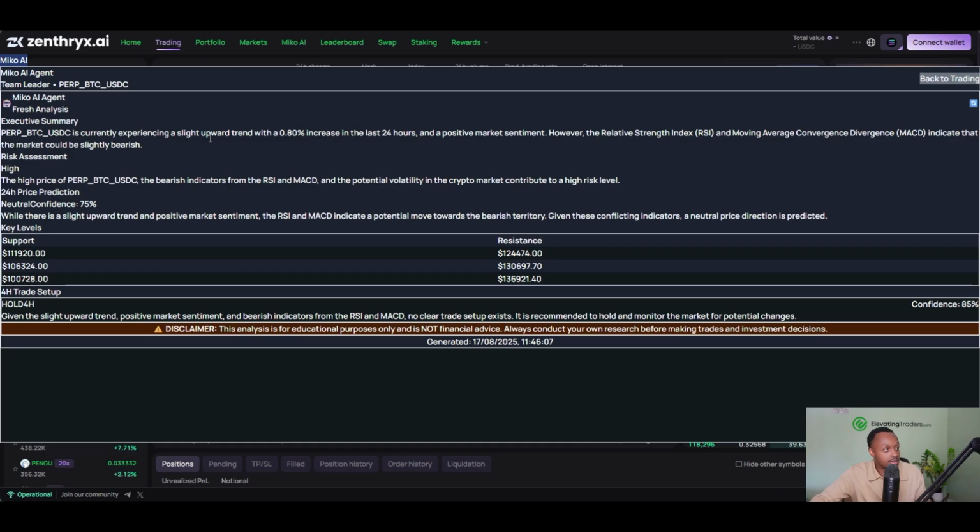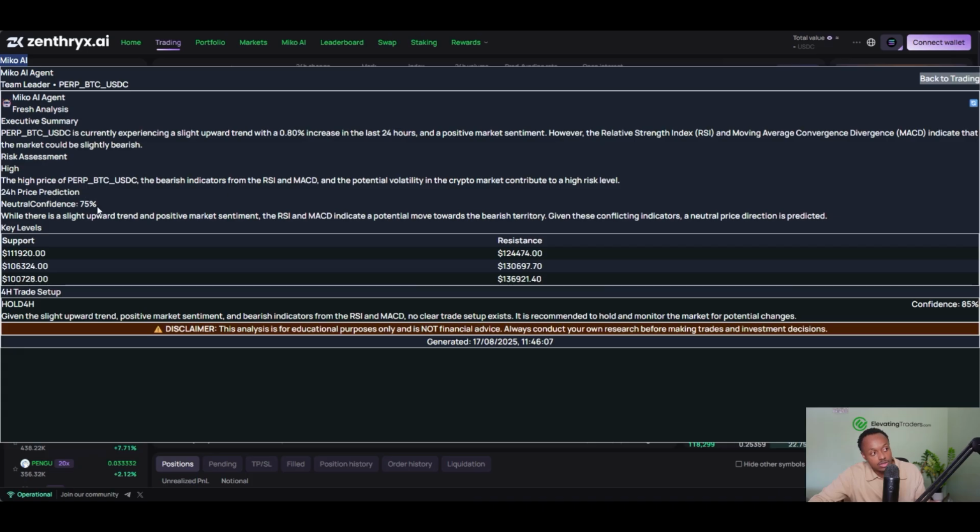It's currently experiencing a slight uptrend with a 0.8 increase in the last 24 hours, positive sentiment. Risk assessment is high. The bearish indicators from the RSI and MACD and the potential volatility in the crypto market contribute to a high risk level. So you can see it's taken into consideration different components, different indicators as well. So it's not just a basic outlook or a basic analysis of a market. It's taken into account many different components and many different tools as well.